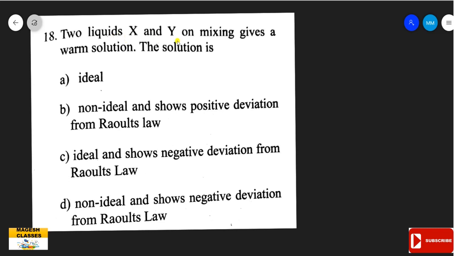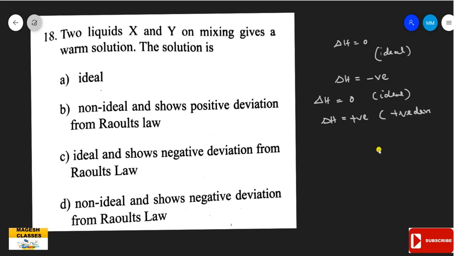Question number 18. The two liquids X and Y on mixing give a warm solution. This solution is ideal or non-ideal? For an ideal solution, when two liquids are mixed, delta H is equal to 0. For a non-ideal solution only, the temperature varies when the solutions are mixed. Here it gives a warm solution, that is, delta H, so it is an exothermic reaction. Delta H is negative. We know that delta H is 0 for an ideal solution. When delta H is positive, it shows positive deviation from the ideal solution, and when delta H is negative, it shows negative deviation from the ideal solution.